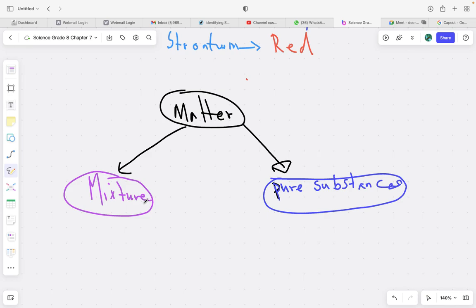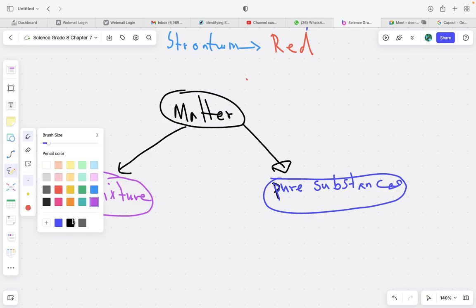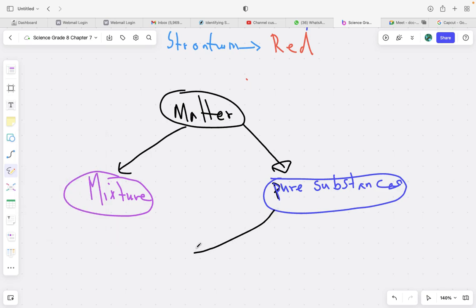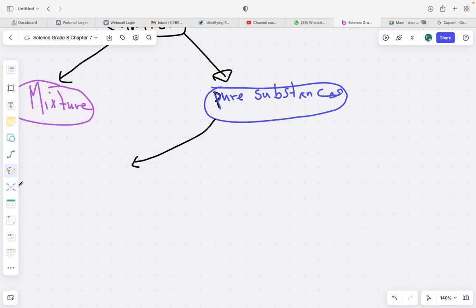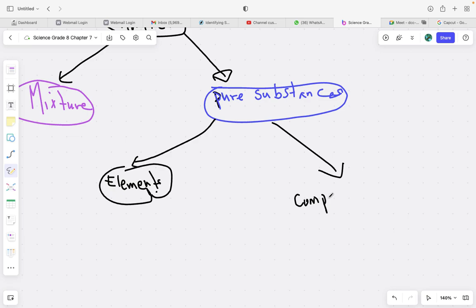And then the pure substance is divided into elements and compounds. This pure substance is divided into elements and compounds.